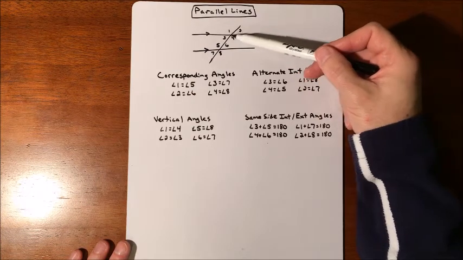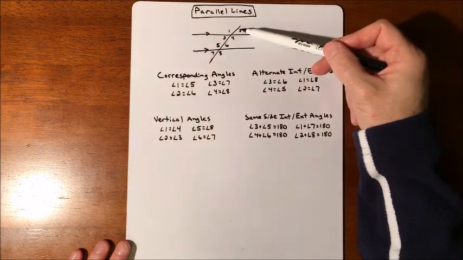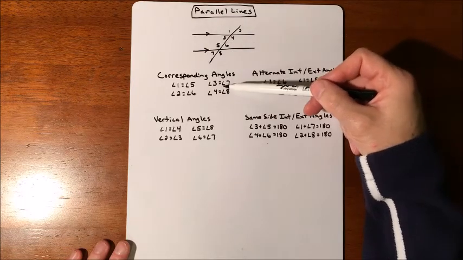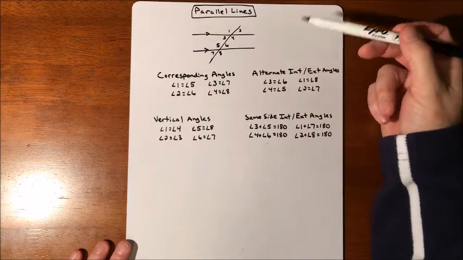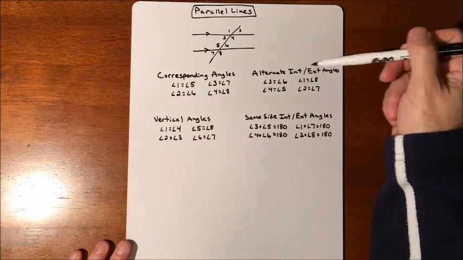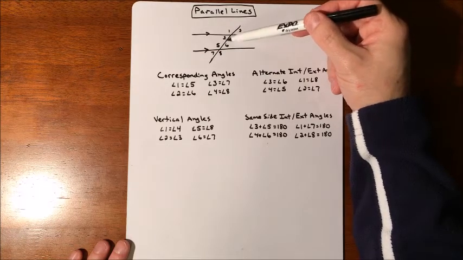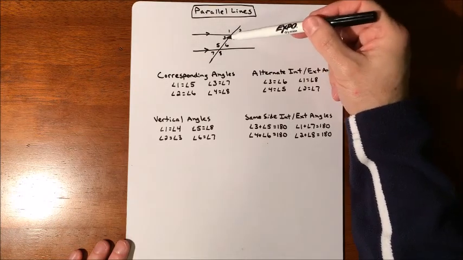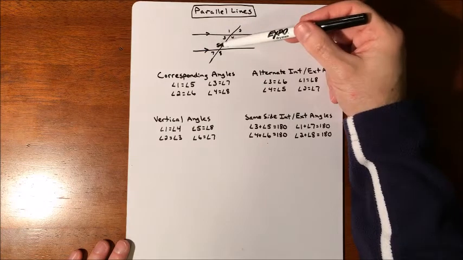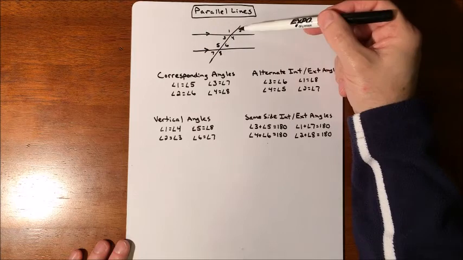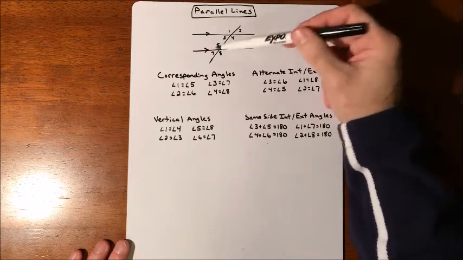Corresponding angles are equal. So 1 is equal to 5, angle 2 and 6 would be equal to each other, 3 and 7, 4 and 8. So all those angles would be equal to each other. Alternate interior and exterior angles are also equal to each other. Alternate interiors would be 3 and 6. They need to be on opposite sides of the line passing through. So 3 and 6 are equal to each other, 4 and 5 are equal to each other. 1 and 8 would be alternate exteriors, 2 and 7 would be alternate exteriors, so they would be equal to each other.